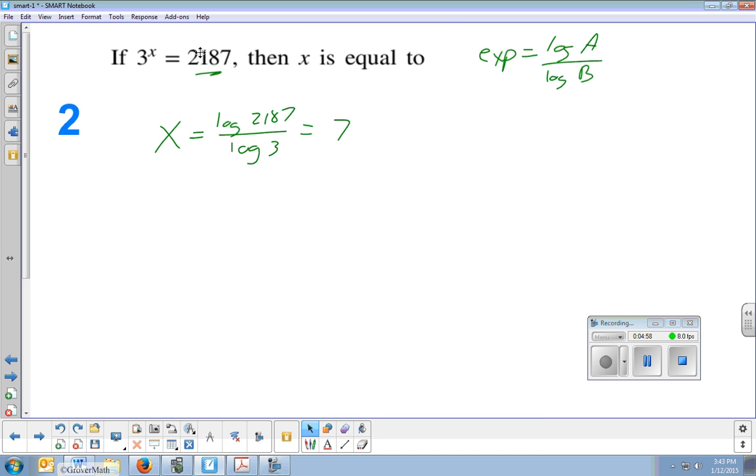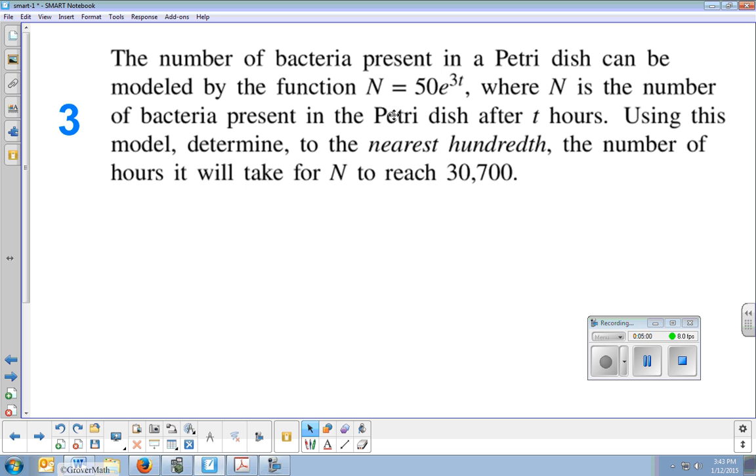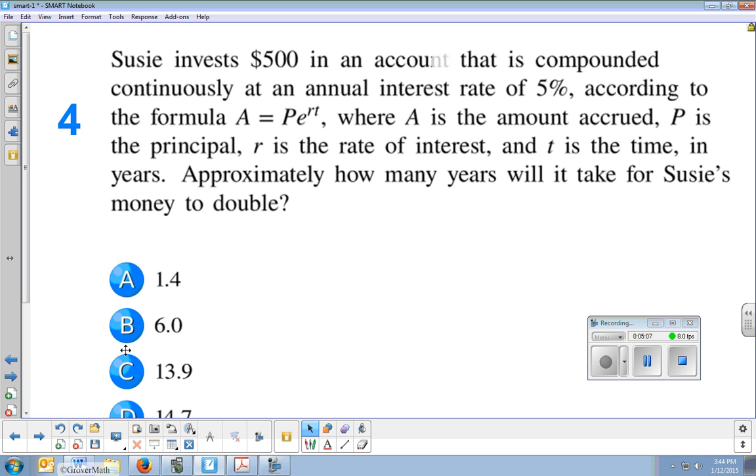In the previous video, we were working with some exponential word problems, type of equations like these. And sorry about that.